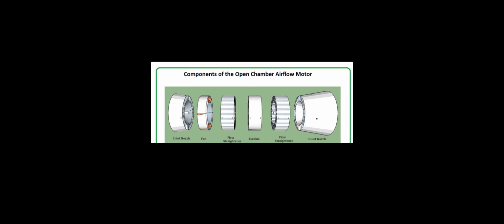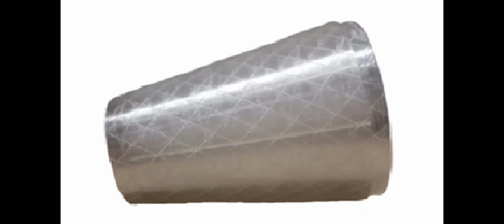And the last stage of the airflow motor is the exhaust system, which is just an outlet nozzle whose purpose is basically to reduce the internal airflow velocity in order to lower the power loss that takes place when the airflow comes out and strikes the atmosphere.